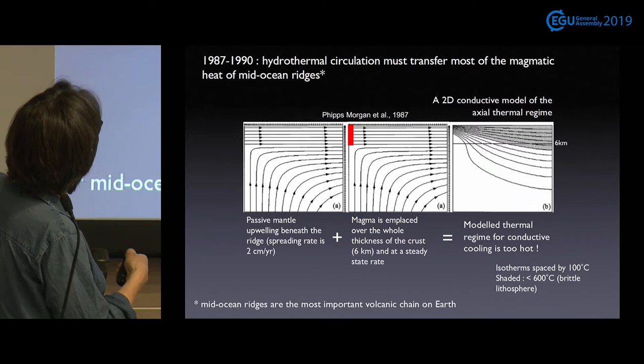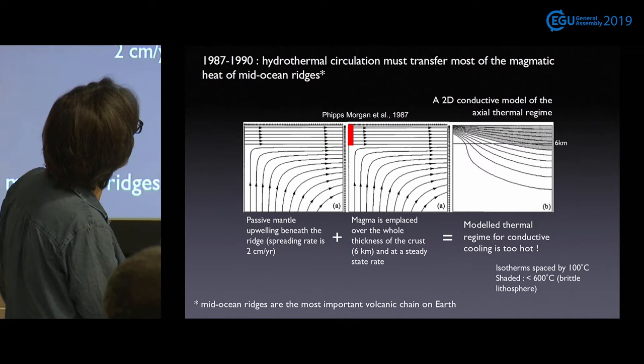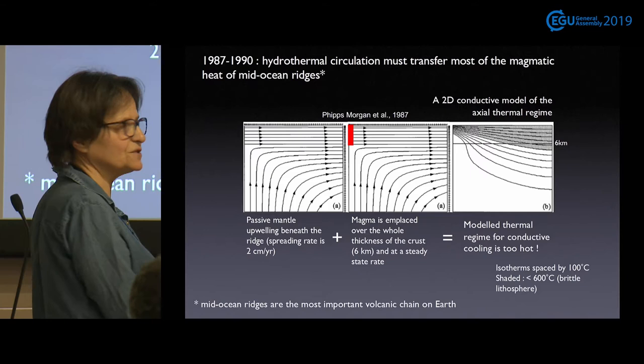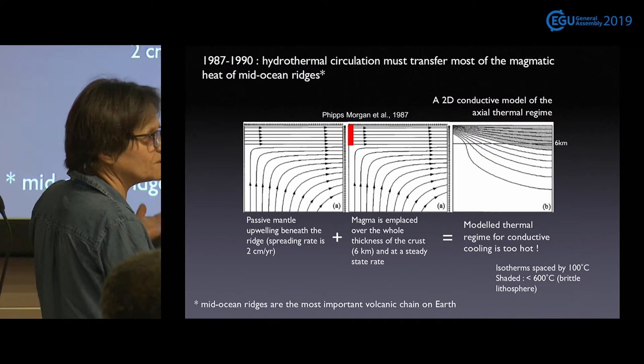And we can actually conclude that hydrothermal circulation transfers most of the magmatic heat to the ocean. The magmatic heat of mid-oceanic ridges, which, I remind you, is the main magmatic chain on Earth.